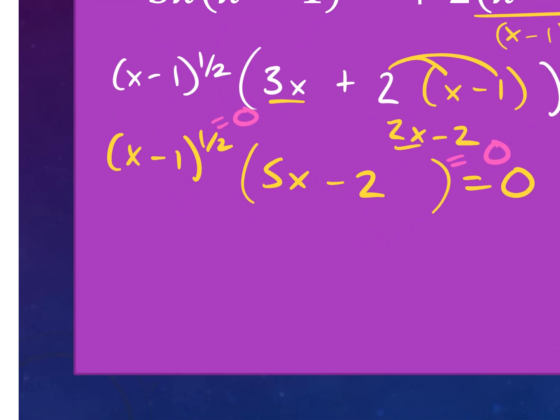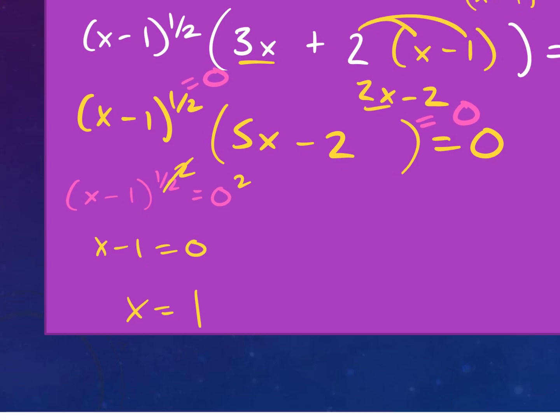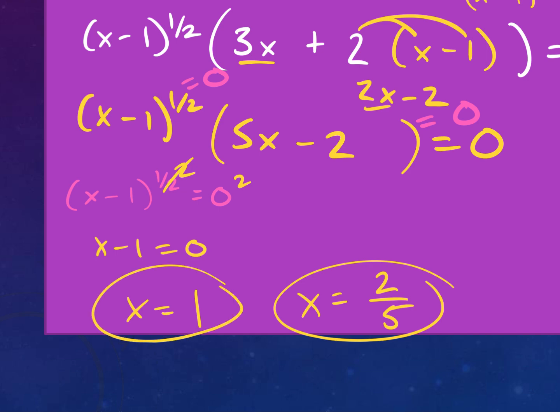Do I need to do anything special with the x minus 1 to the 1/2 power equals 0? How would I get rid of that 1/2 power? Square both sides. Awesome. And what's 0 squared? 0. So x minus 1 is equal to 0. X is equal to 1. And then the other one, x is equal to 2 over 5. So those would be our 2 answers.